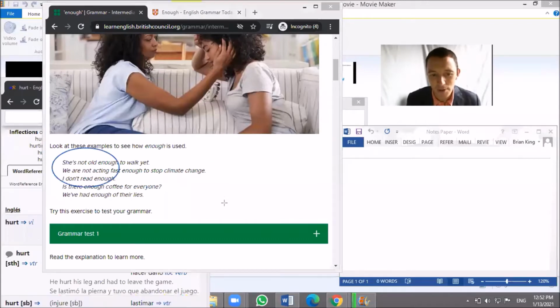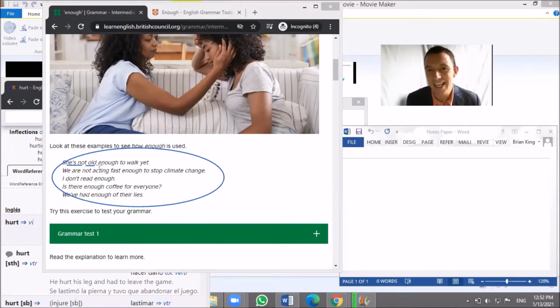She's not old enough yet to walk. So it's the verb to be in the negative. Old is the adjective. So after the adjective, we have enough. Okay, that's the key. In relation to enough, it's the position that's the most important that you have to remember. And after the adjective, we have enough. Okay, and I think never before the adjective. And that's the most important part.